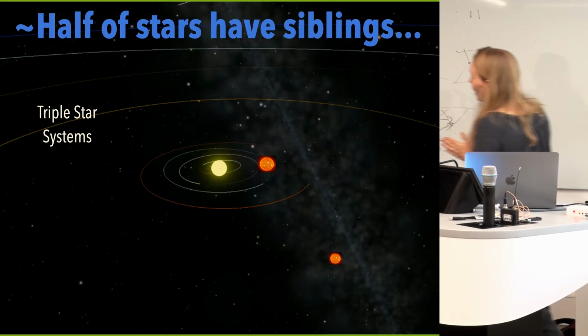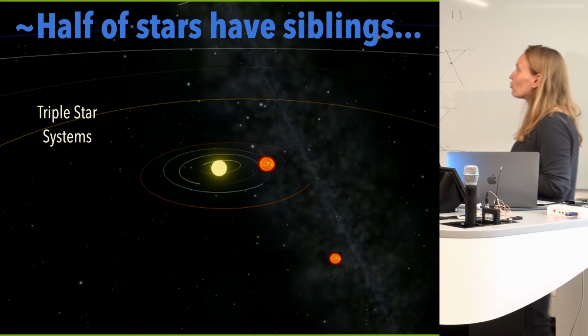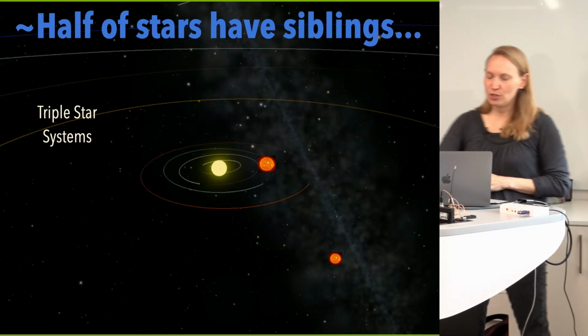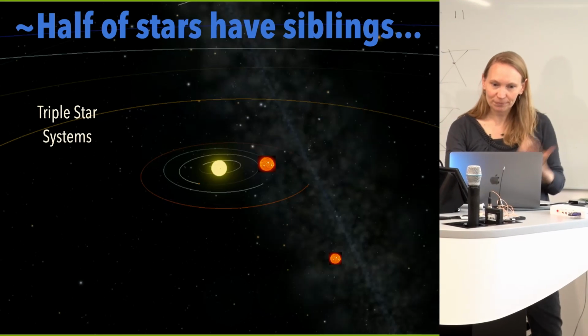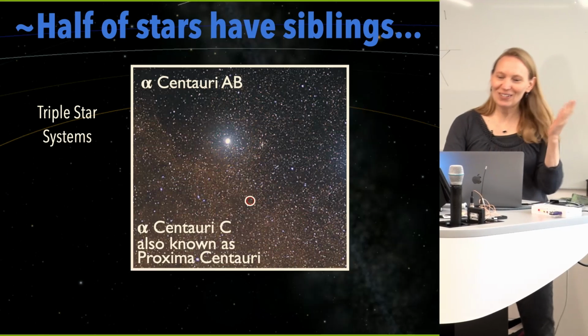And I've drawn it this way intentionally because most triple systems in the field are what we call hierarchical triples. So you have two close companions and then a tertiary that's further away, which is a more stable configuration. Anybody know of any triple star systems? Alpha Centauri. Alpha Centauri, all right.